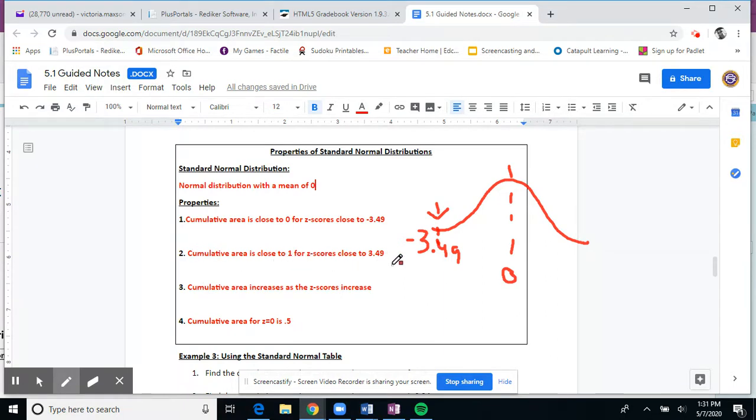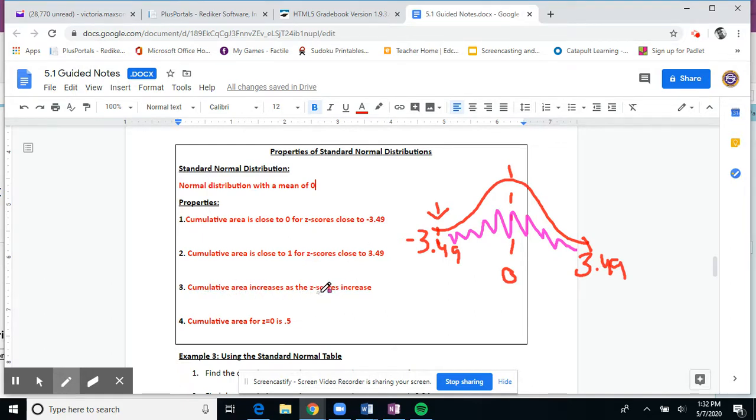Cumulative area is close to 1 for z-scores close to 3.49. The reason it's close to 1 is because we do the area from left to right. The area from the left all the way over here almost encompasses the entire curve, whereas if we're starting on the left at the negative, this wouldn't really encompass much. So that's why it's 0 when it's negative 3.49 and 1 when it's positive 3.49, because we count our cumulative area from left to right under the curve.